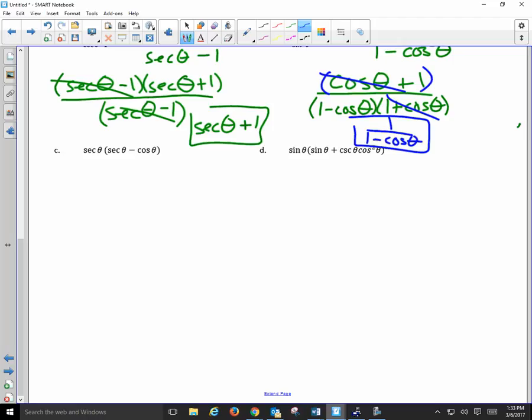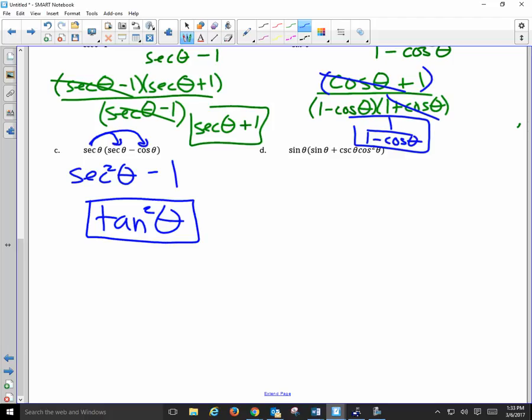What's different about letter C? It's different. Thank you. There's no squared. Can I make a squared? Yeah, just distribute, right? No, you can't. Secant times secant is secant squared minus what's secant times cosine? It's 1. They're reciprocals. You multiply them and get 1. If only we knew what secant squared minus 1 was. Hey, it's tangent squared. Look at that. Life is good.